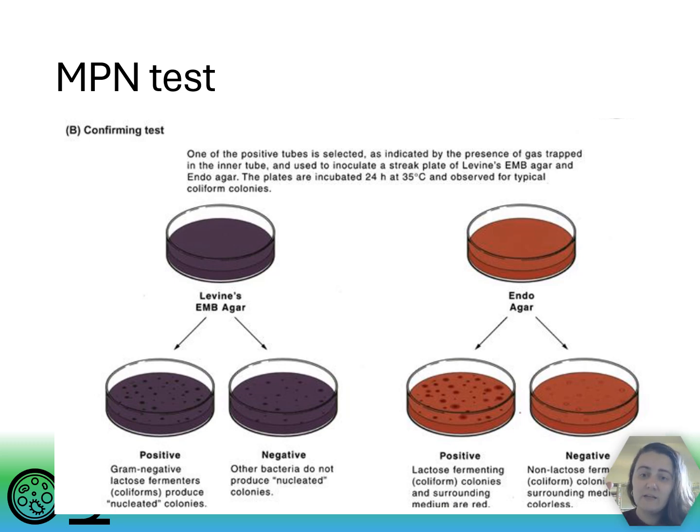Now, I don't have a slide on the completion test, but the completion test basically takes it a step further and does both of them and compares the two. So I'm not going to talk too much about that.